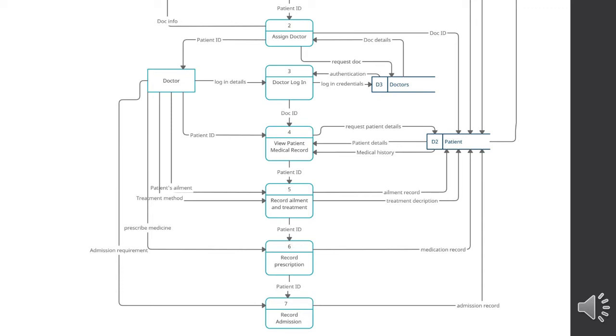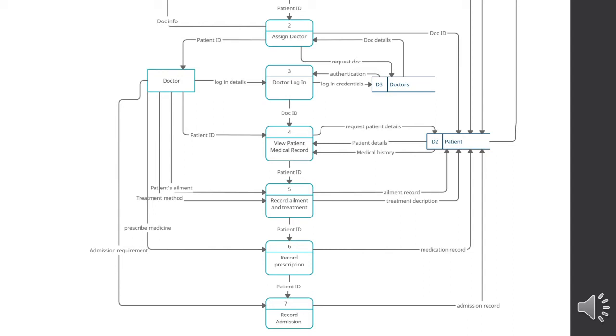So next, using the patient ID, the system will process the fifth process, which is record ailment and treatment. This process will receive the patient's ailment and treatment method from doctors, and will save to the patient data store all the ailment records and treatment descriptions.